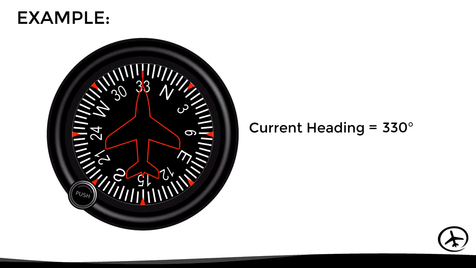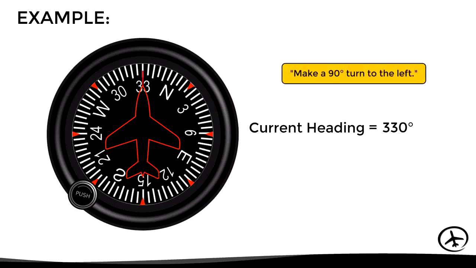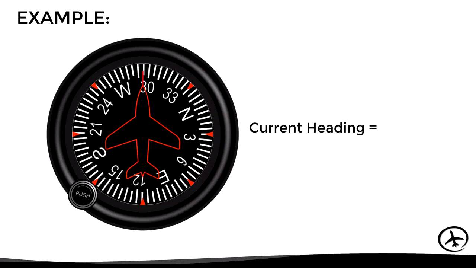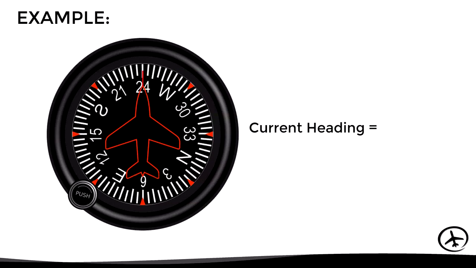Now, let's say that the ATC asks us to make a 90-degree turn to the left. In this case, we just have to look at the corresponding relative marking, which in this case indicates heading 240. So we just have to turn to that heading.